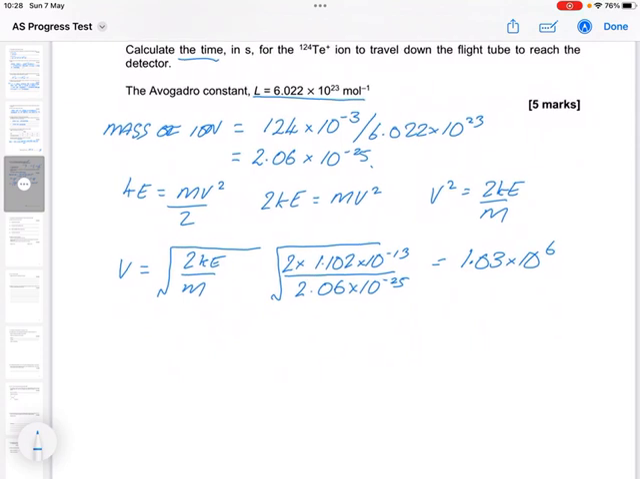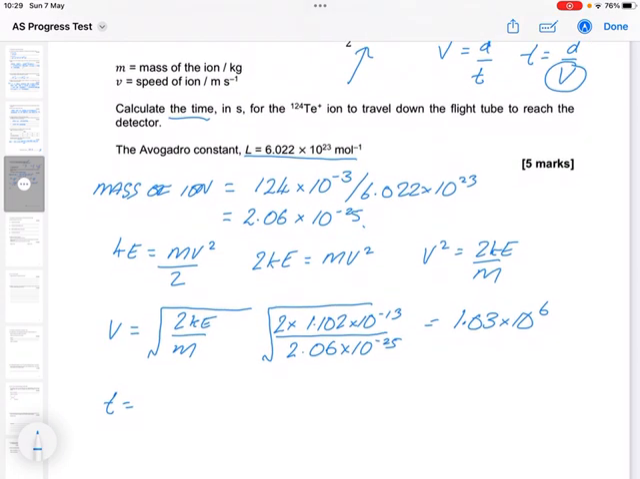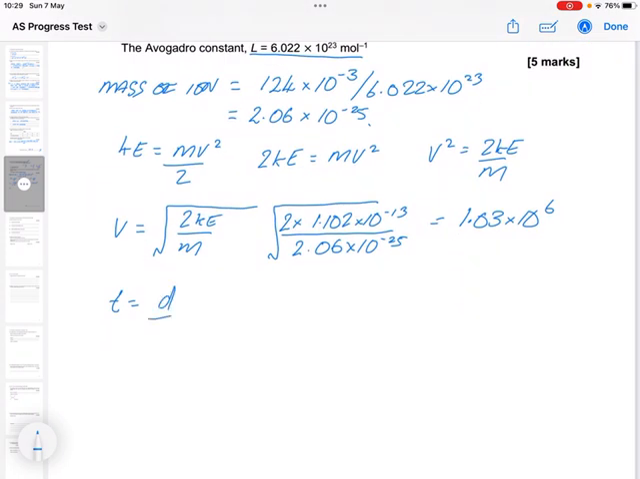So from here then, I've got my v equals d over t. I've already rearranged it above. So the time is equal to distance divided by velocity. So the distance in the question is 1.25. Velocity, I've just worked that out. That gives an answer of 1.21 times 10 to the minus 6 seconds.